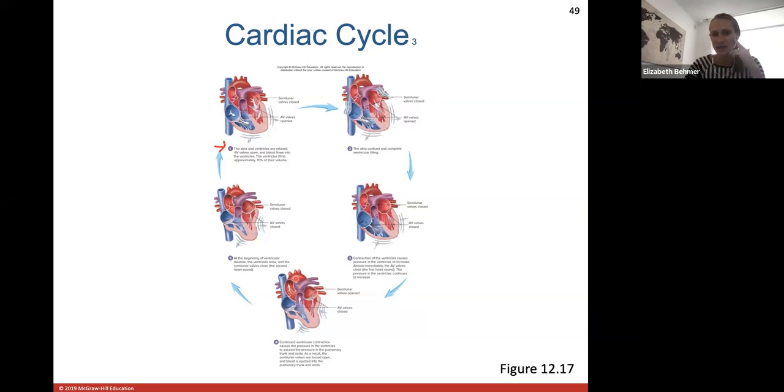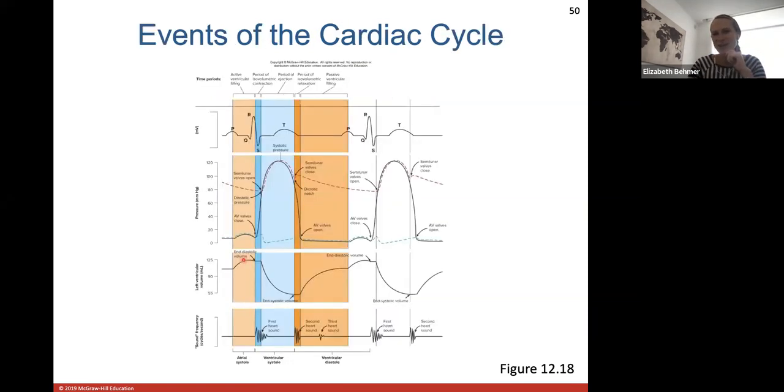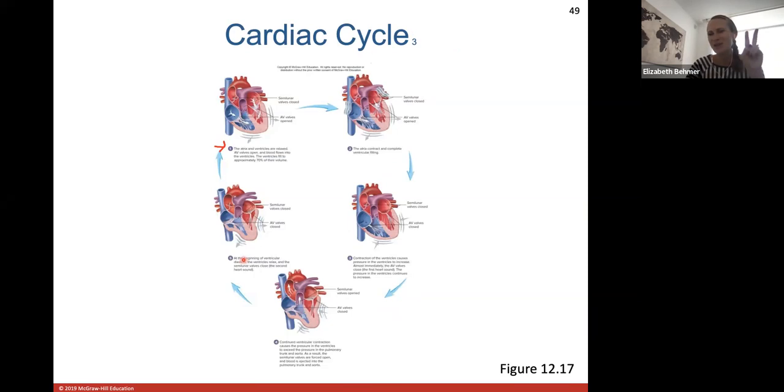And then at the beginning of ventricular diastole, so when your ventricles relax again, the semilunar valves close, and that's our second heart sound. And we're going to go through what heart sounds are, the lub-dub, lub-dub, that your doctor listens for with the stethoscope. What he's actually listening for are the closures of the valves, and we'll go over what that is.